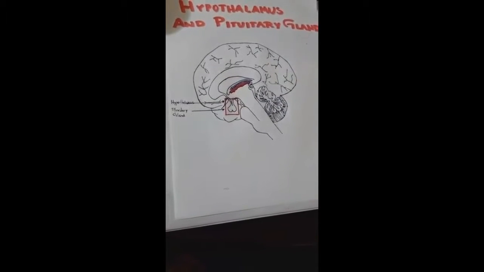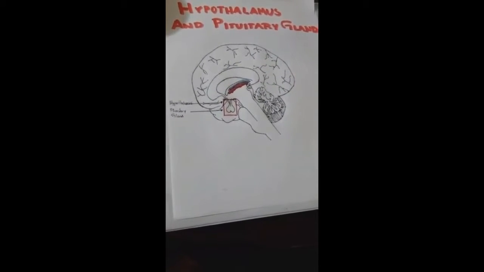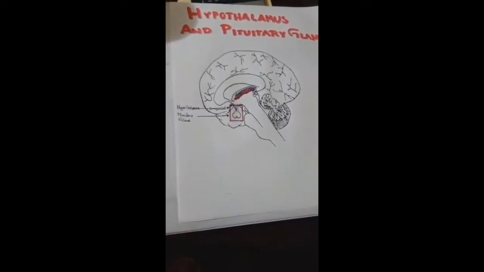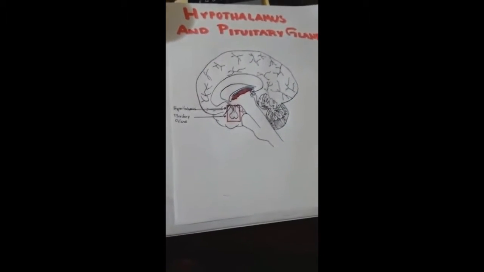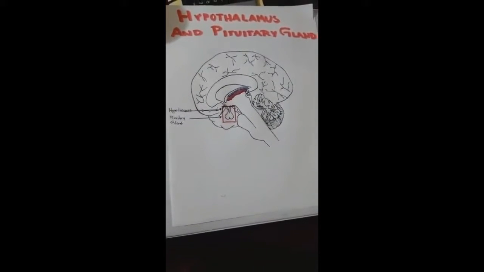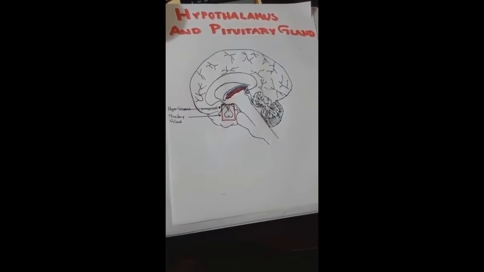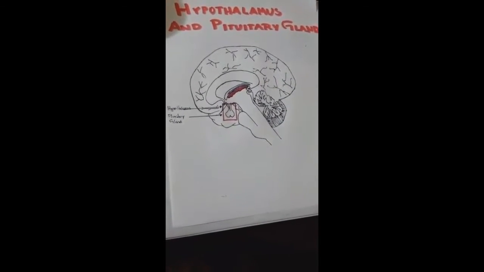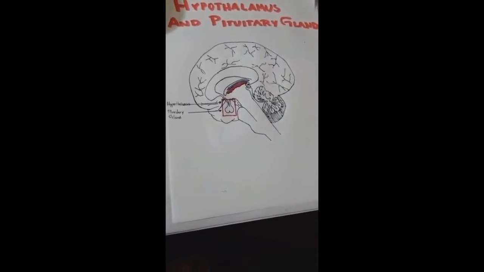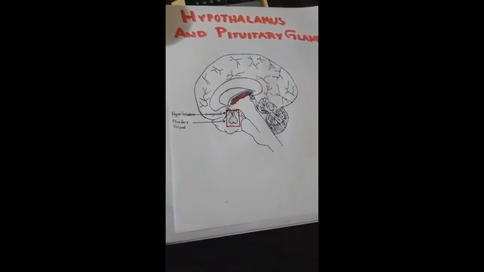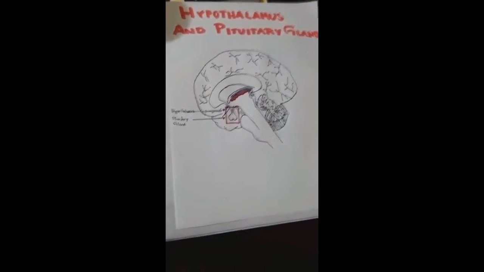The pituitary gland is responsible for releasing the following hormones: human growth hormone, thyroid stimulating hormone, follicle stimulating hormone, luteinizing hormone, prolactin, adrenocorticotropic hormone, melanocyte stimulating hormone. Thank you very much for your attention.